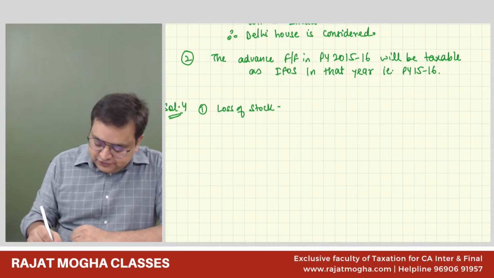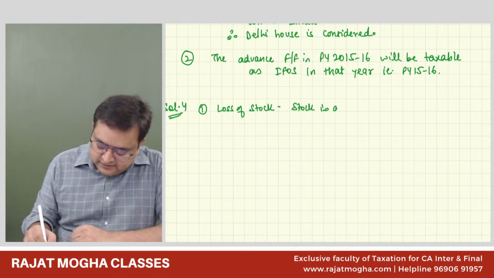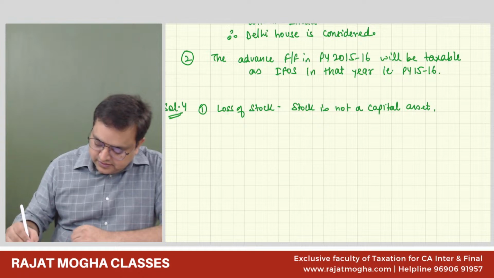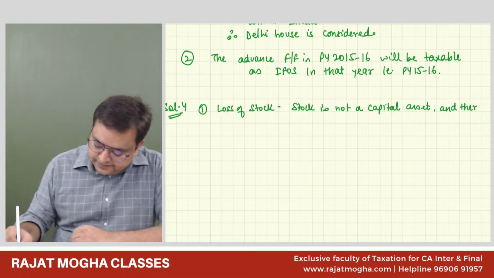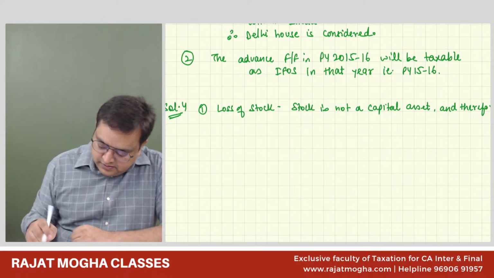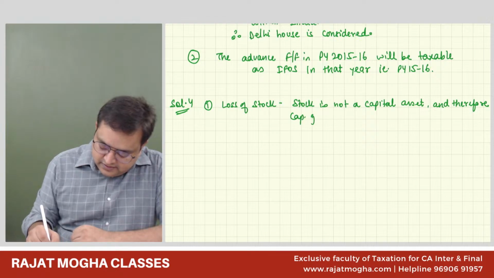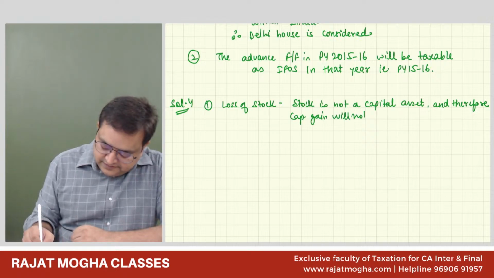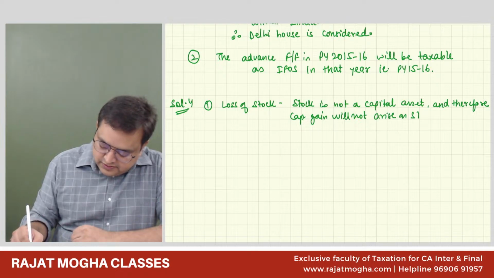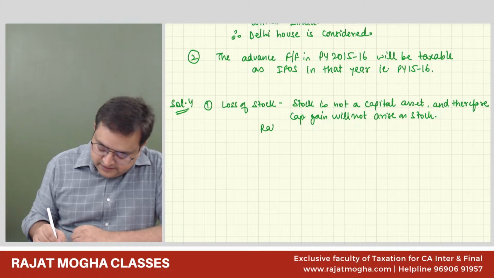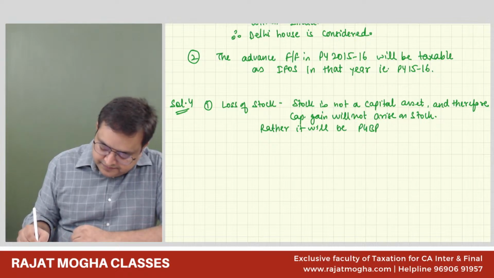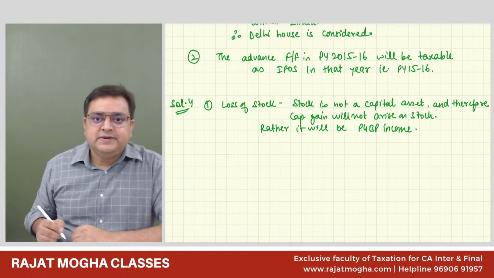Simply, what will we write? Stock is not a capital asset, and therefore capital gain will not arise on stock. Rather, it will be PGBP income.